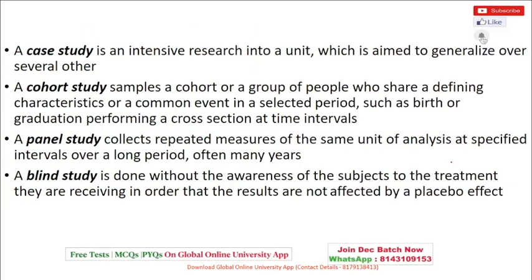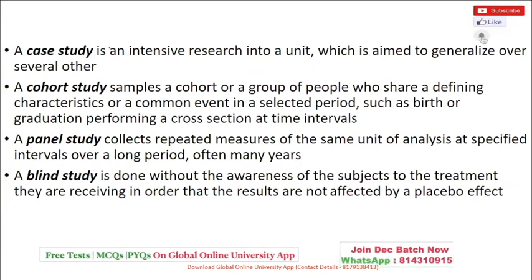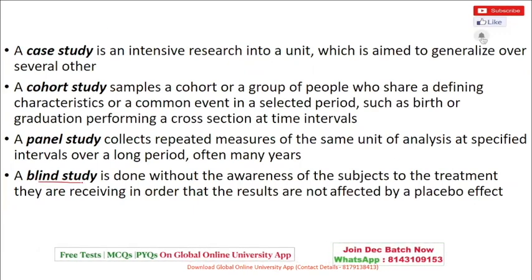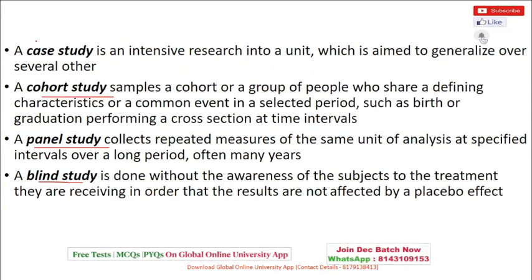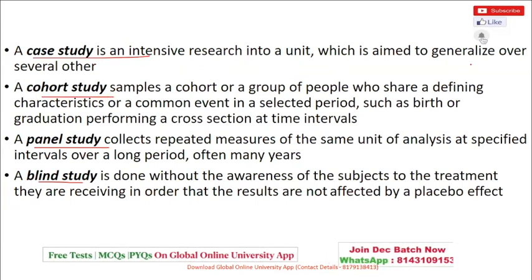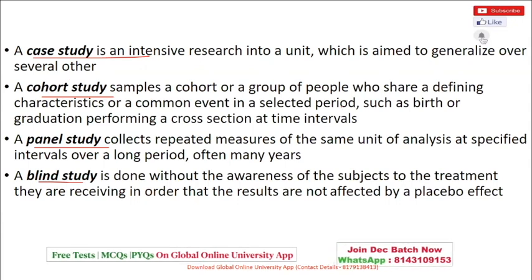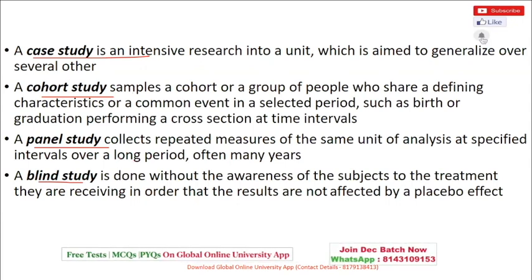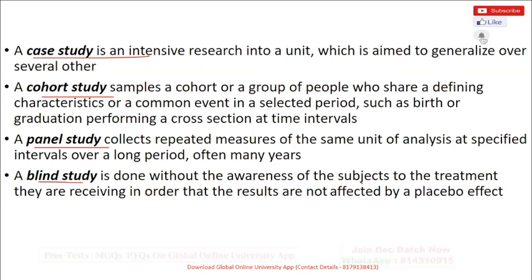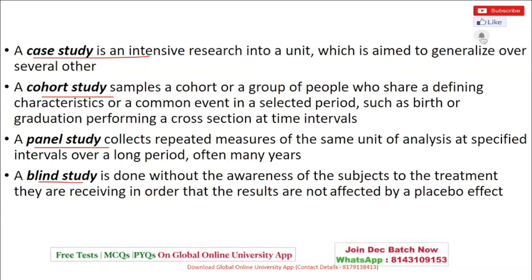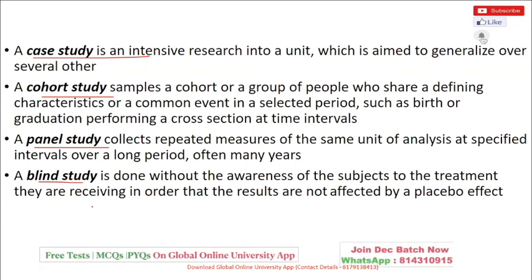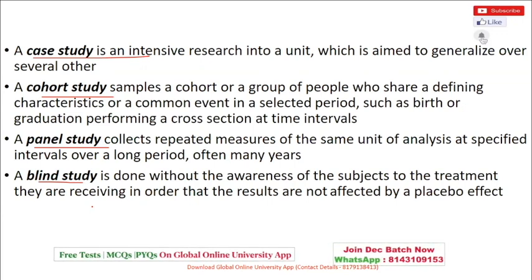Then yes, there was a question wherein you include: what is blind study, what is panel study, what is cohort study, and case study. A case study gives you a basic generalized aim, which aims at generalized things. Cohort means a group. Panel means the specialist. And the blind study is where you're not aware about the treatment, where you're not aware about the subject. For example, in the form of placebo, you just play with the mindset of the people. In such a case, if you do that study, it's called a blind study.